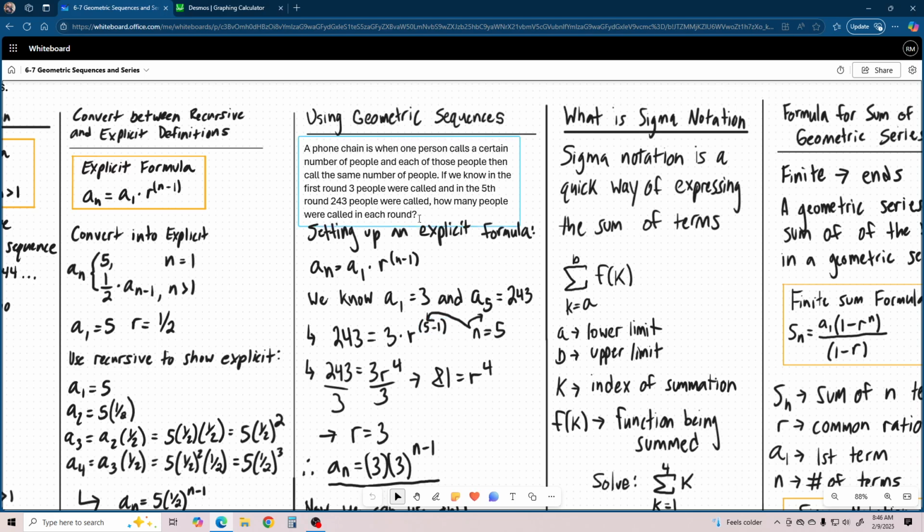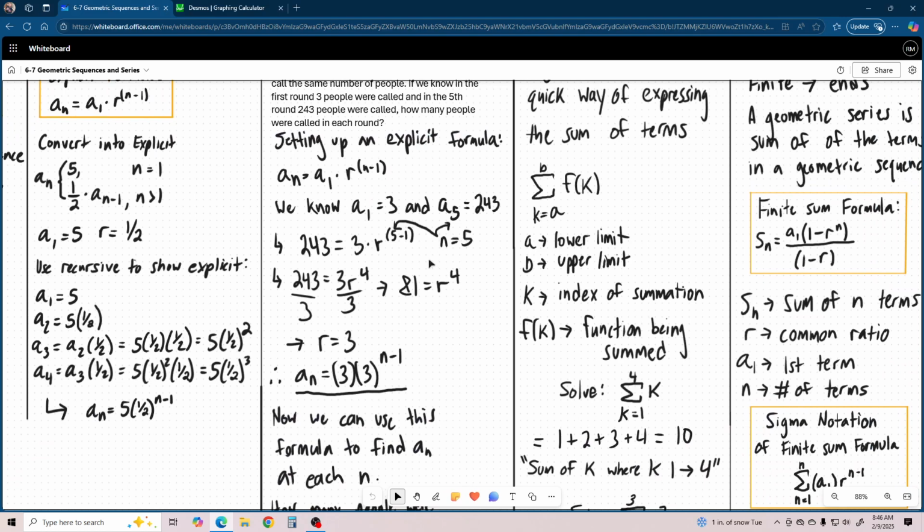So really what this question is asking, if you're wondering, is how many people were called in each round? What is the common ratio? How many people are making these calls? Well, first of all, we know that 3 people were called. And if 3 people are called, then 3 people are called each time. So we already kind of know that the common ratio is 3, so maybe you could have done it that way too.